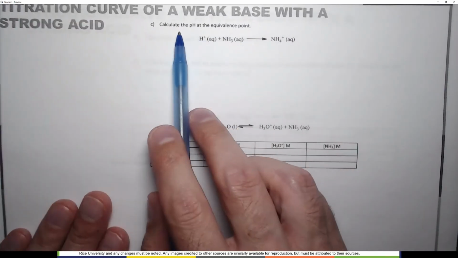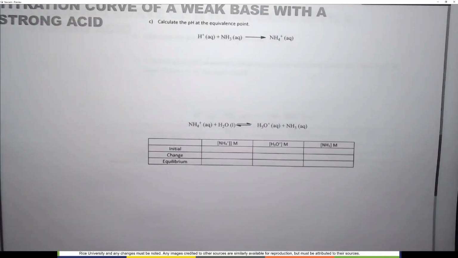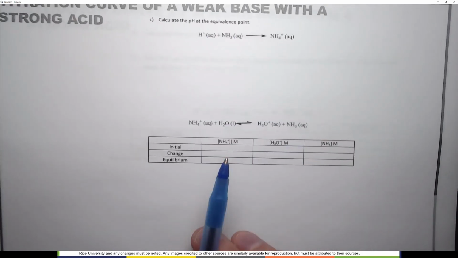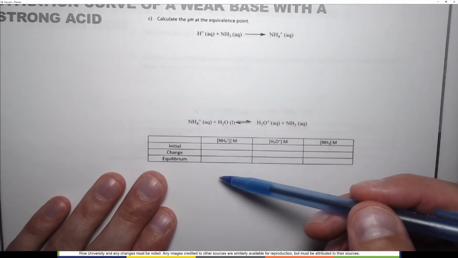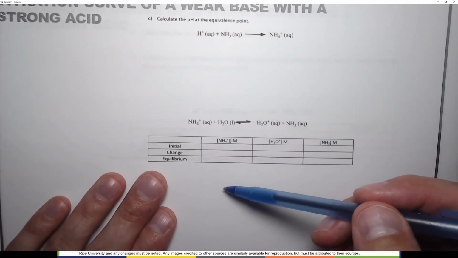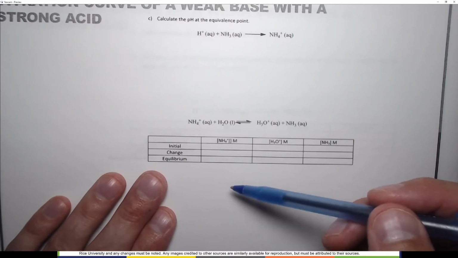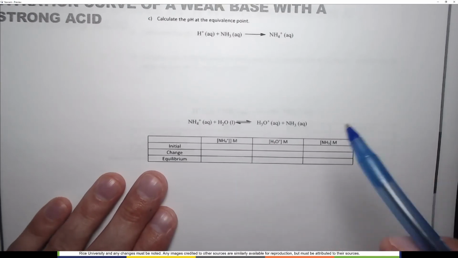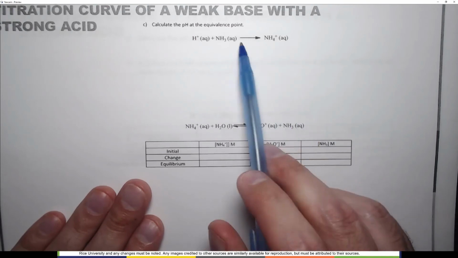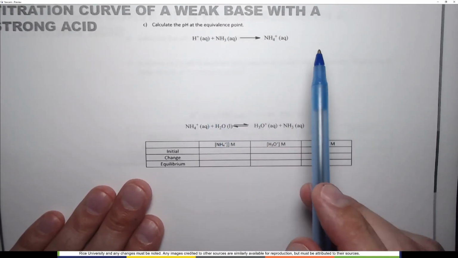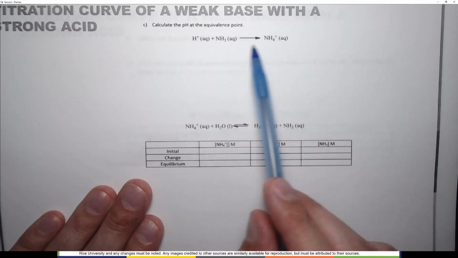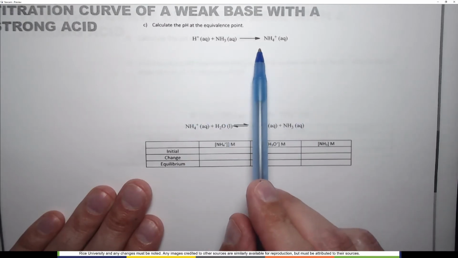It says calculate the pH at the equivalence point, okay? And in this case, we need to do the same job that we did before, but we need to calculate the pH at the equivalence point, and in order to do that, we need to be able to find the volume of the solution at the equivalence point, because I need to know the concentrations of these different things.